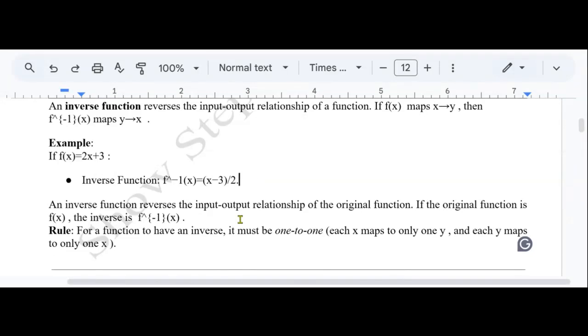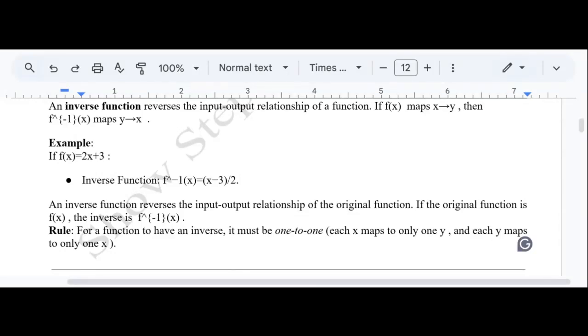An inverse function reverses the input-output relationship of the original function. If the original function is f of x, the inverse is f of negative 1 of x. It means the power. Rule: for the function to have an inverse, it must be 1 to 1. Each x maps to only one y, and each y maps to only one x.